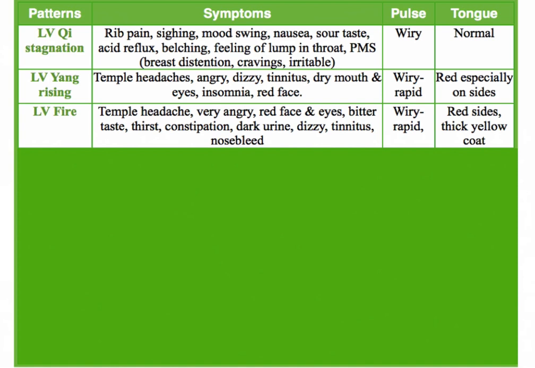Now let's talk about liver qi stagnation. We obviously have seen all the symptoms. It's the same. One of the symptoms I didn't mention earlier is rib pain. So rib pain feels almost like a stitch on the muscle between the ribs, and it can come and go and it can move. It's not always at the same spot. That's hypochondriac pain.